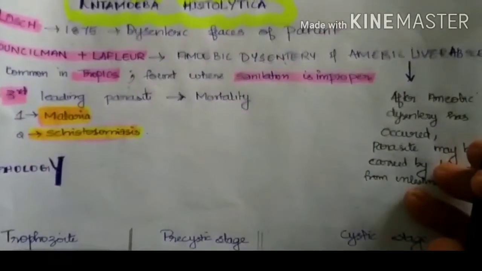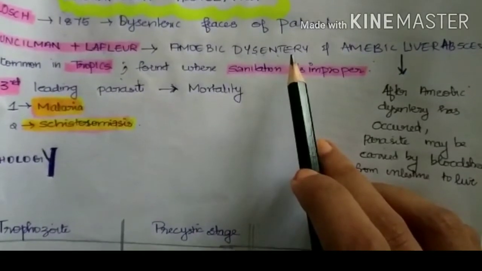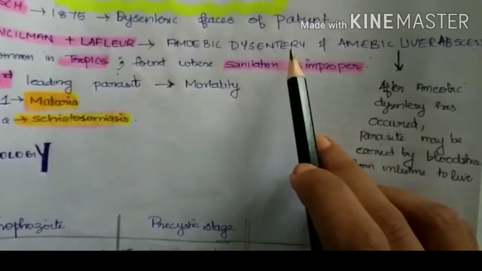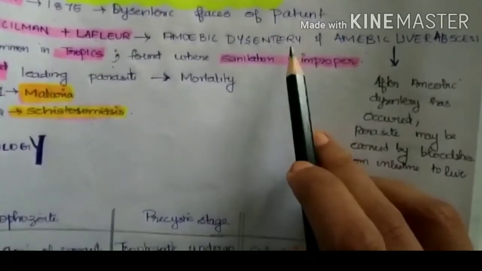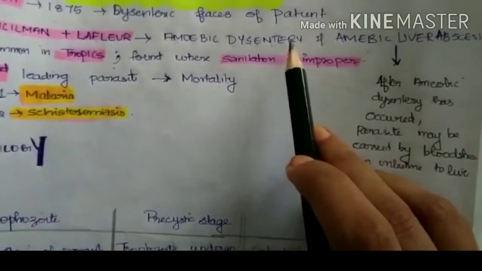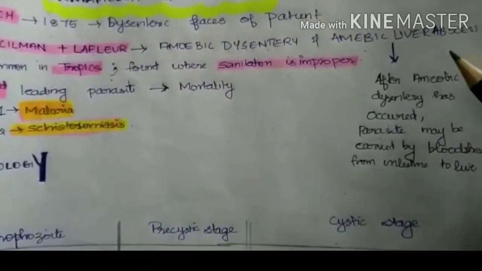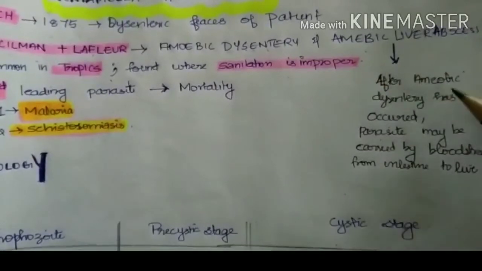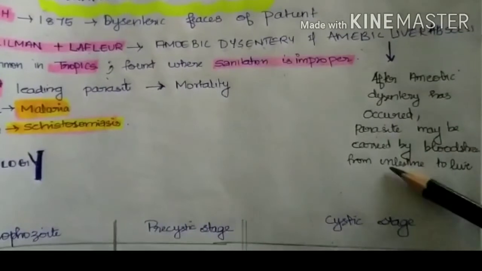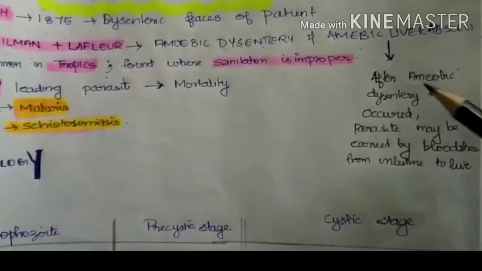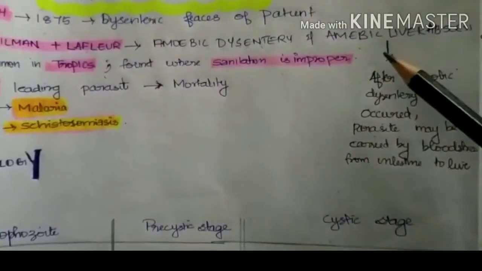Some of you might not know what amoebic dysentery is, so I will tell. Dysentery is a serious condition in which patients suffer to get rid of waste material from the body and lose blood. That is amoebic dysentery. Then coming to amoebic liver abscess, after amoebic dysentery has occurred, the parasite may be carried by the bloodstream from the intestine to the liver. That is also a serious condition.